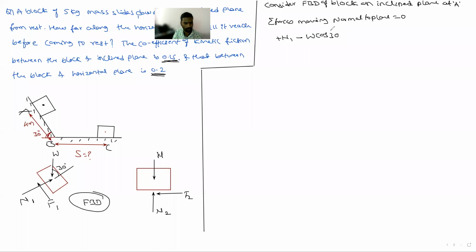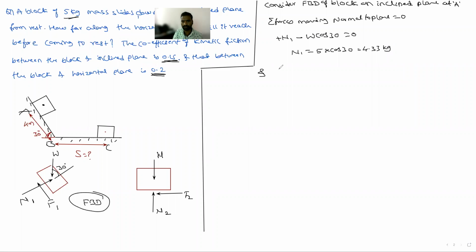Is there any other force moving in the upward direction? N1 is equal to how much? W is 5 kg, as given. So 5 into cos 30. How much is cos 30? N1 is 4.33 kg. He has given kg, so you have to be very careful.